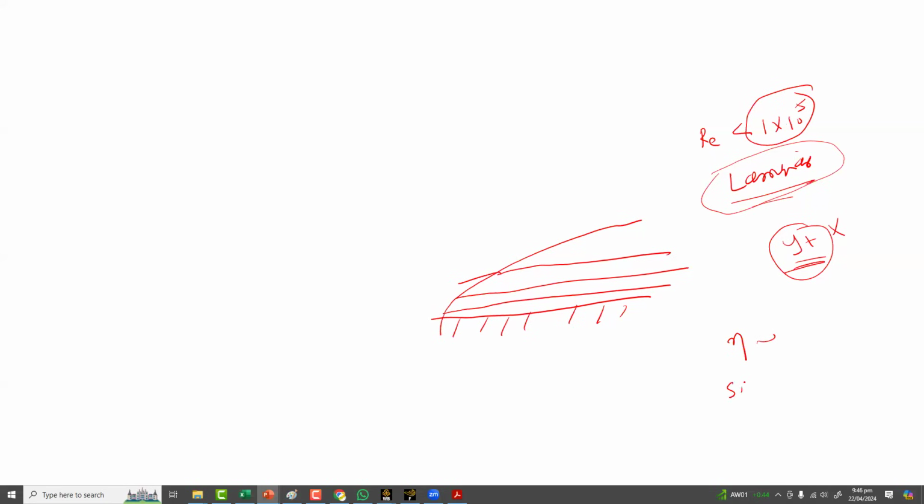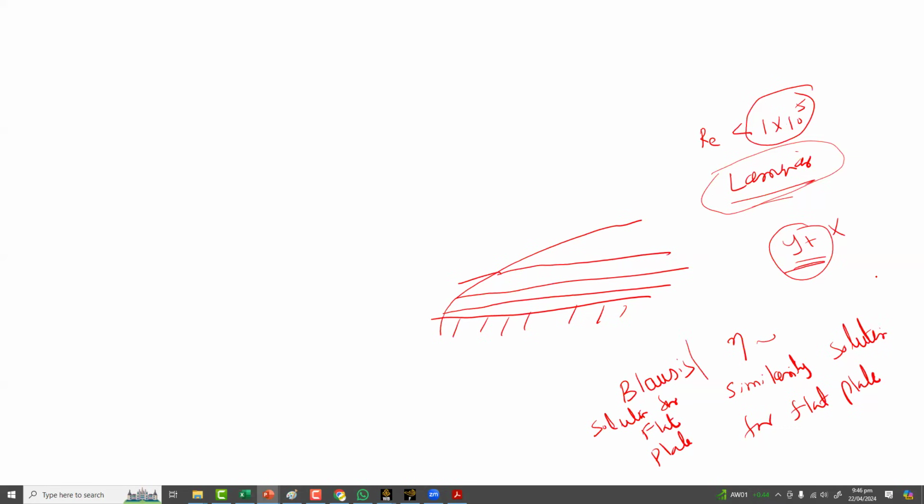Go for the similarity solution. Search for the similarity solution for a flat plate. Also search the Blasius solution for the flat plate. You will not directly find how to mesh the flat plate boundary layer, but you will get the idea when we discuss it, maybe tomorrow.